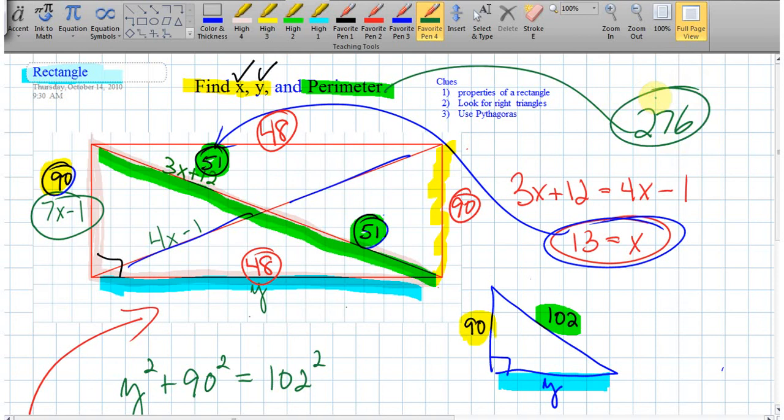So hopefully you learned a lot about the properties of a rectangle, how to analyze it, how to see the right triangles, and what theorems to kind of use on your friends with right triangles in here.